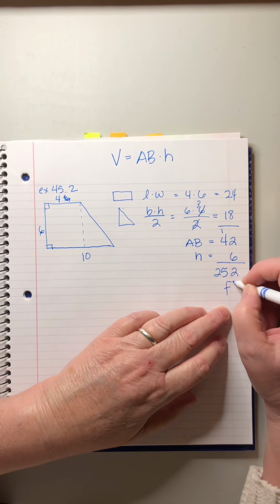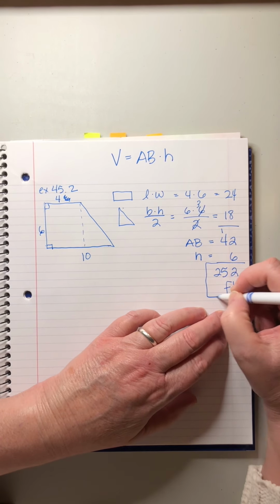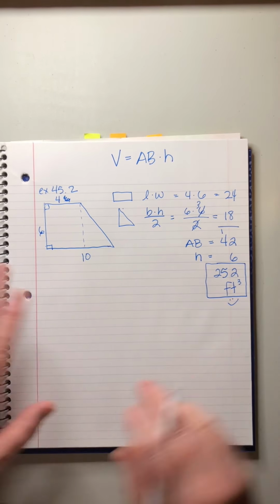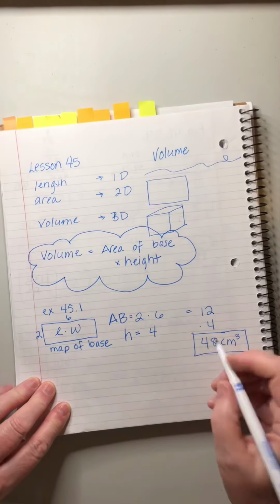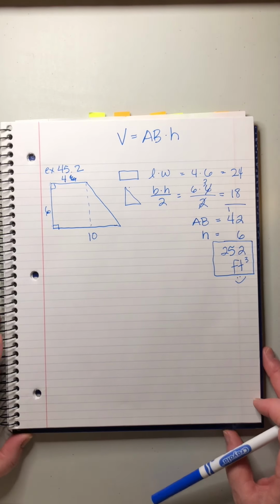And then we put a unit on it in the end. Remember, volume is always three-dimensional. And that's the right answer. This was the right answer, too. Here, I'll let you finish your calculation.